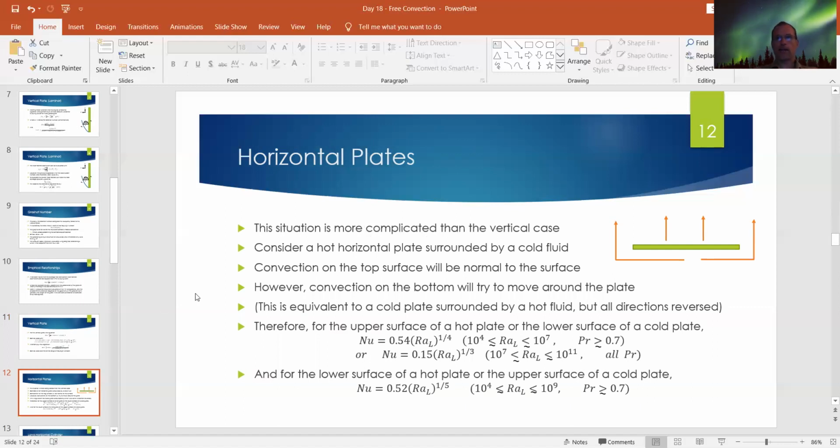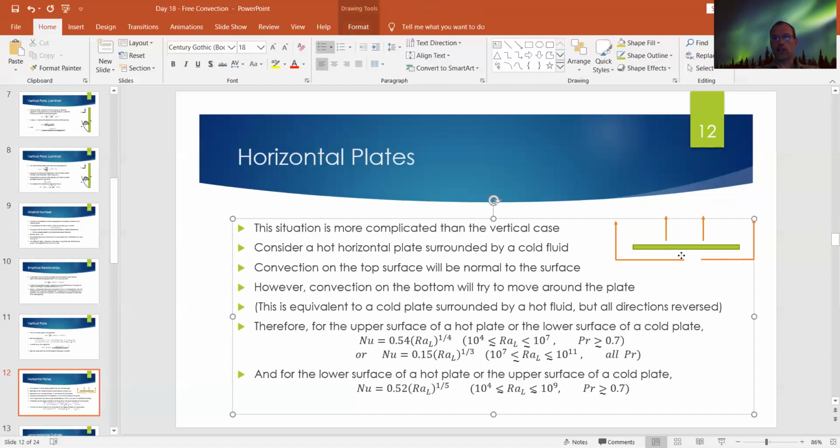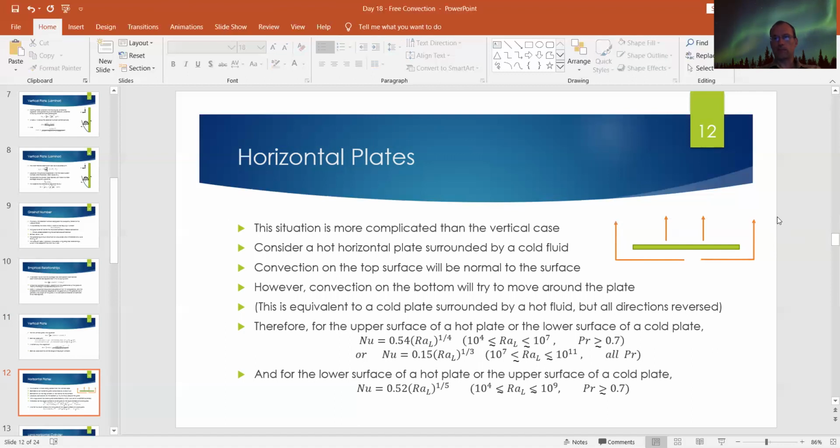Another interesting case happens with horizontal plates. So the vertical plate was nice and easy. I had this boundary layer that just went up the side of it. The horizontal plate is kind of interesting if you think about what happens, because if I have this plate here that's really hot, that's going to heat up the air around it. The air around it, when it gets heated up, has lower density and therefore wants to rise. So off the top of the plate, I'll just have air rising off the top, but off the bottom, air is going to want to rise, but there's a plate in the way. So to rise, what the air has to do is actually go around the plate. So that ends up having different heat transfer coefficients from the top and the bottom. You have different mechanisms going on.